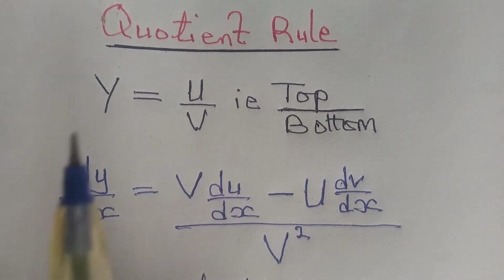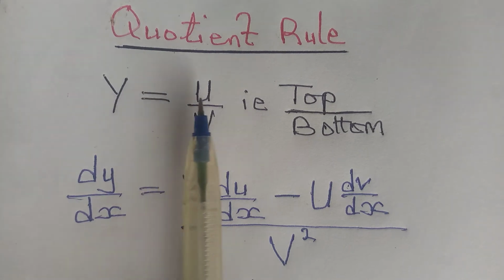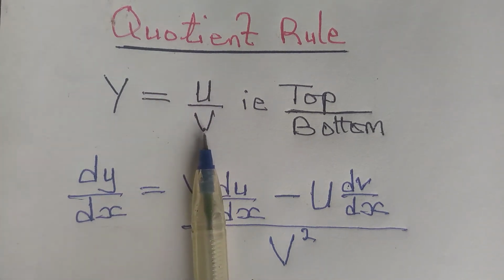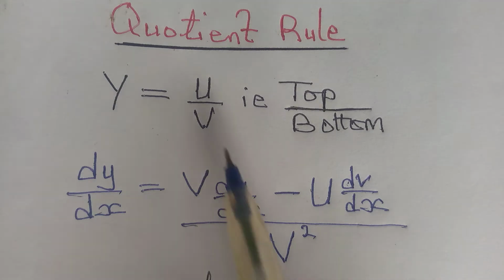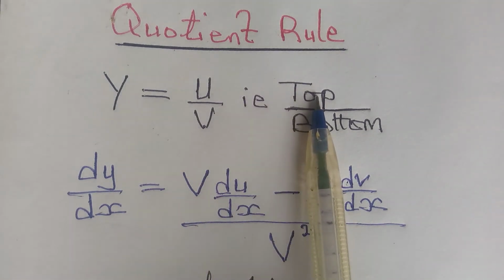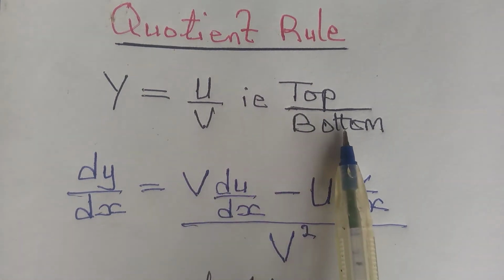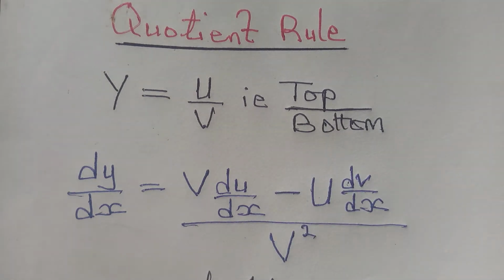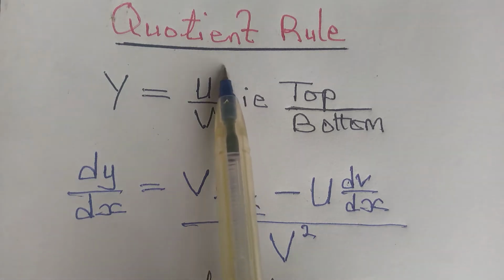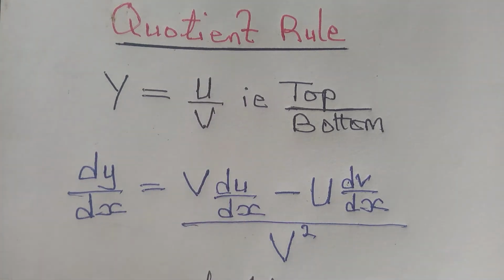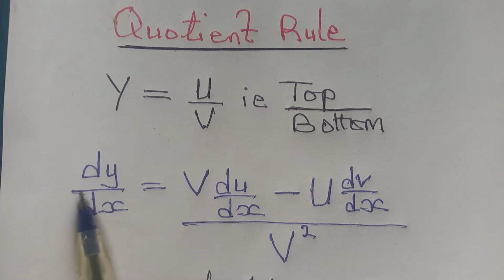Take for instance, you have y equals u over v, and you are to differentiate this function. Recall that your u in this case is the top and v is the bottom. Then it becomes very important that we apply quotient rule because this is a fraction, and fraction is most of the time very popular when solving differentiation. When you have a fraction, the first technique you check out for is the quotient rule.